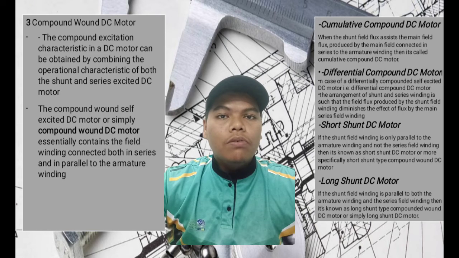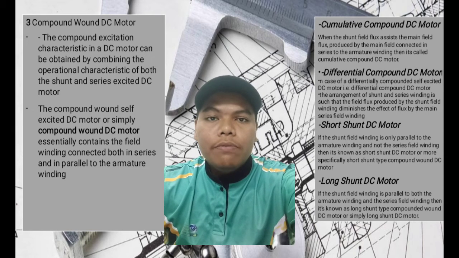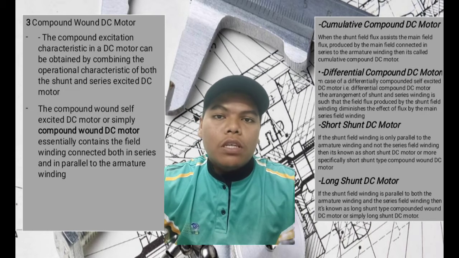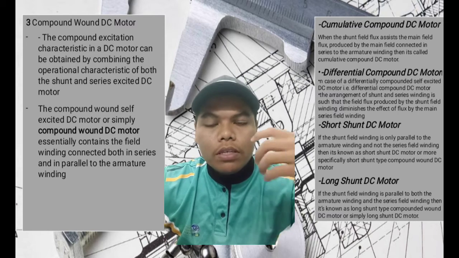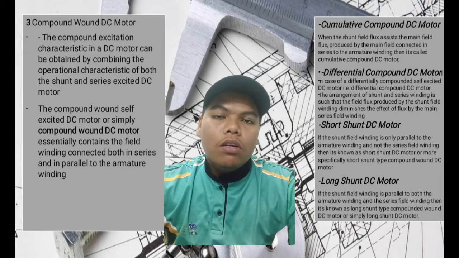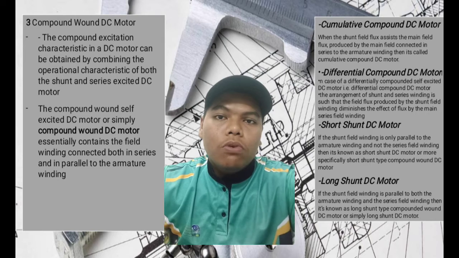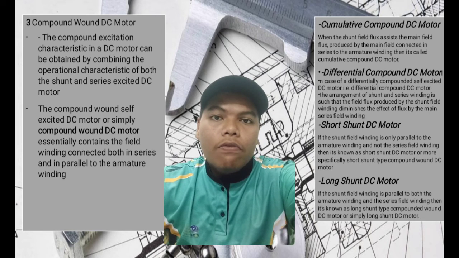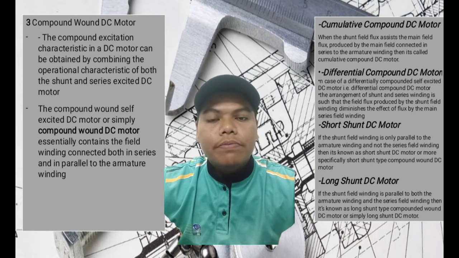So second, short shunt DC motor. If the shunt field winding is only parallel to the armature winding and not the series field winding, then it's known as a short shunt DC motor, or more specifically short shunt type compound DC motor. So lastly, long shunt DC motor. If the shunt field winding is parallel to both the armature winding and the series field winding, then this is known as a long shunt type compound DC motor, or simply long shunt DC motor.